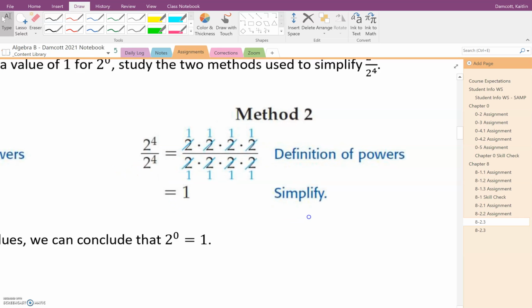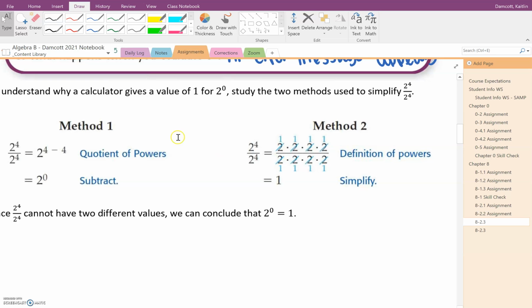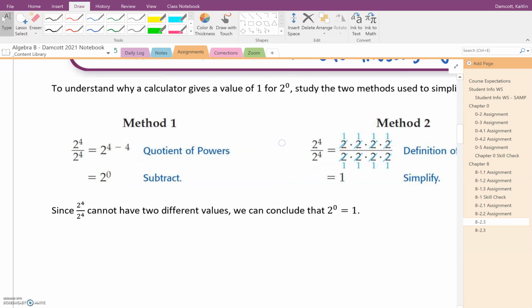But wait a second. Aren't you thinking to yourself, well, didn't in the first method we decide that 2 to the 0 is what the answer is? So here's what's going to happen. It says, since 2 to the 4th over 2 to the 4th cannot have two different values, we can conclude that 2 to the 0 power is equal to 1.